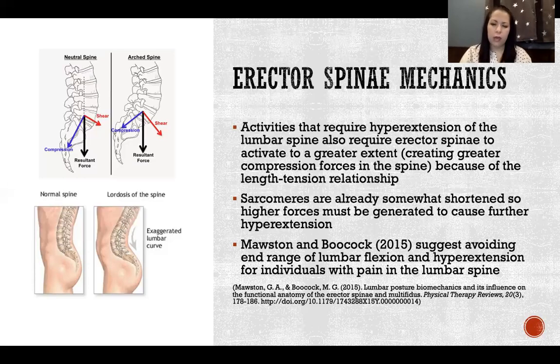But here we're saying that in somebody who does have some kind of dysfunction or pain in the lumbar spine, it would be helpful to avoid full flexion and full hyperextension toward the end range of motion in either direction, because of the changes to the mechanics of erector spinae that we've discussed here.